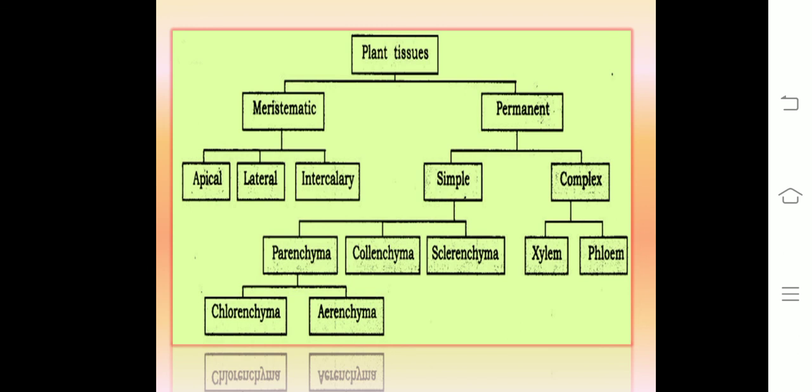Simple permanent tissue is again subdivided into three categories: parenchyma, collenchyma, and sclerenchyma, whereas complex permanent tissue is divided into xylem and phloem. Parenchyma is in turn divided into chlorenchyma and aerenchyma.